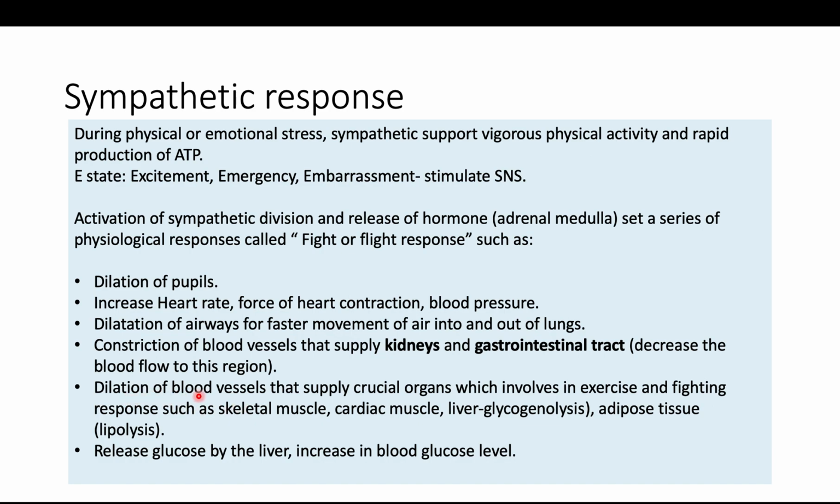See here, you can see that the dilation of the blood vessels will occur where? At the skeletal muscles, cardiac muscles, and liver. Why in the liver? Because it is going to increase glycogenolysis. It means that during the sympathetic response, your body needs a lot of sugar. This sugar is going to be broken down to produce energy and ATP. That's why it comes up with glycogenolysis, the production of glucose from the breakdown of glycogen, or stored glucose, in the liver. As well as the breakdown of the adipose tissue that you have stored, under the process of lipolysis, to produce energy. Alright.